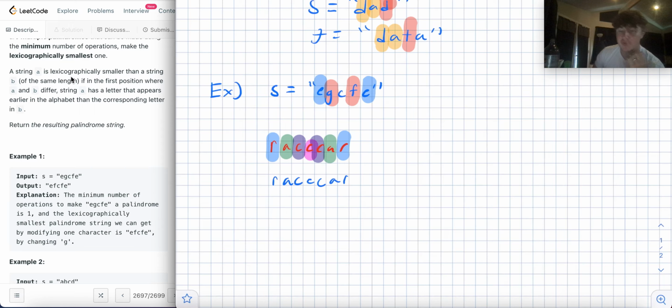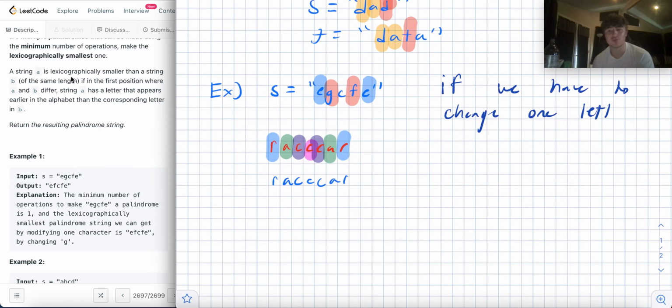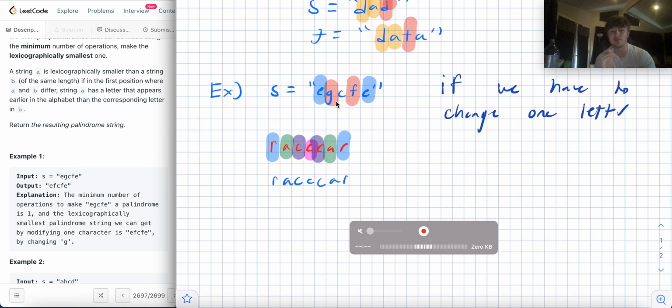So if we have to change one letter, no matter what, we're in this position where it's not a palindrome anymore because they're not the same. They have to be the same, mirrored into the center. So since they're not the same, I have to change one of them.